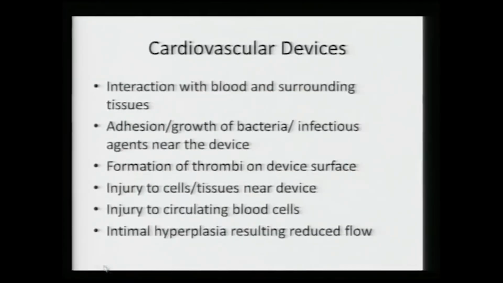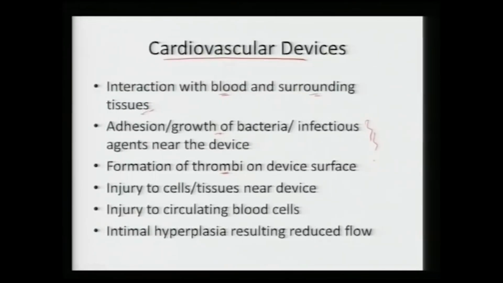In this, we can concentrate basically on the cardiovascular devices. If a cardiovascular device is implanted, it has to interact with the blood as well as with the surrounding tissues. So, there can be addition and growth of certain bacteria or infectious agents near the device, and that will hamper the overall applicability of this particular device. Later on, there can be formation of thrombi on the device surface, because now the surface of the device is covered with fibrous thrombi.